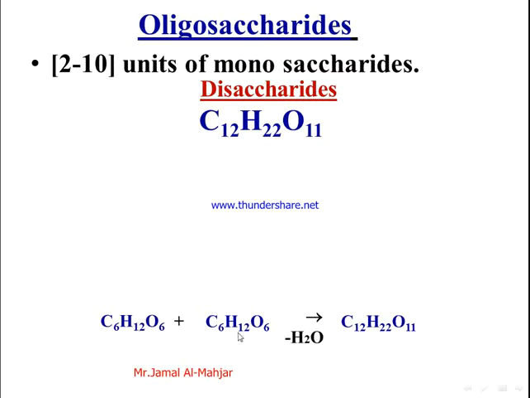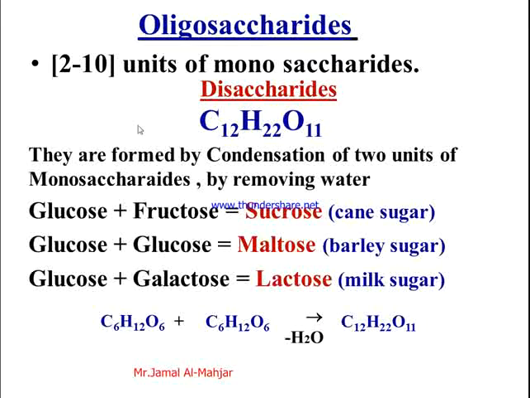Hydrogen we have 12 and 12. Yes, we have 24. 24 minus 2, yes, it is 22. And oxygen we have 6 and 6. How many? Yes, they are 12. Minus 1, so we will get 11. So this one is the general formula of disaccharides. They are formed by the condensation of 2 units of monosaccharides, by removing water.